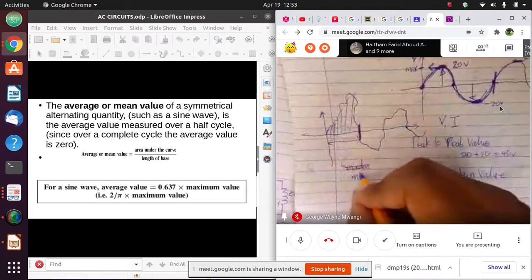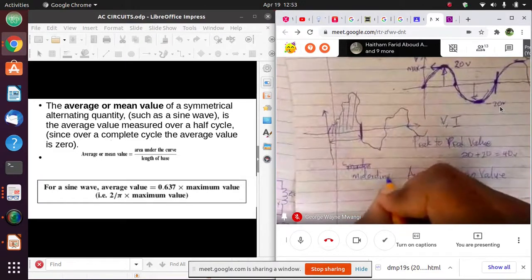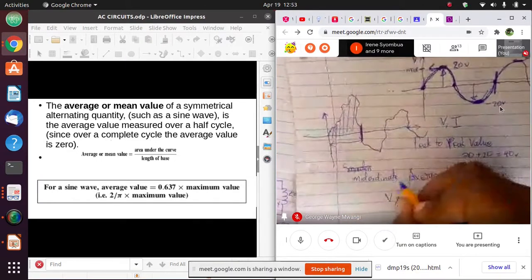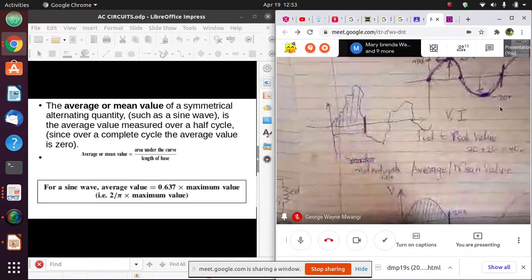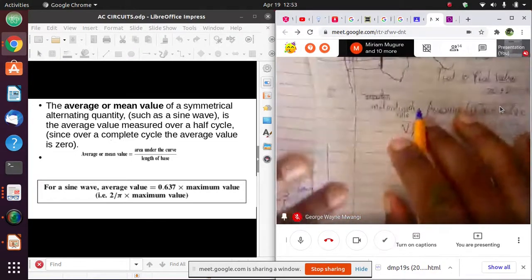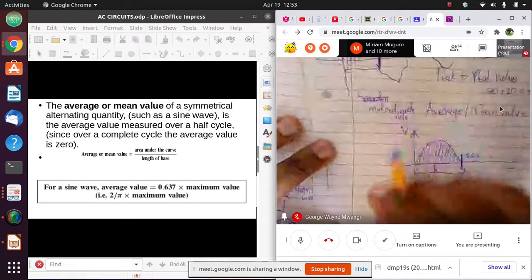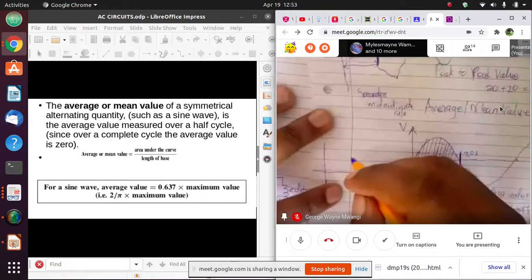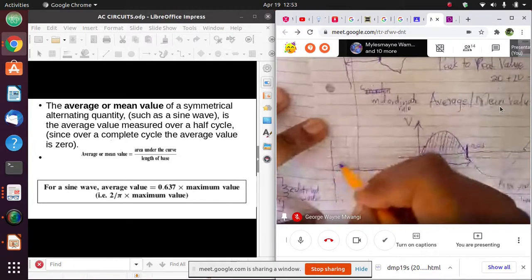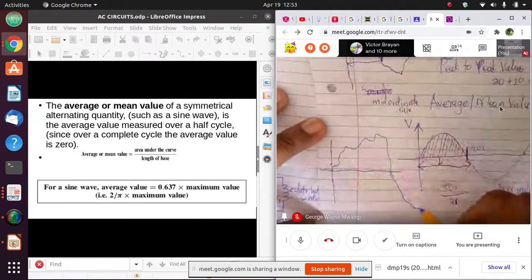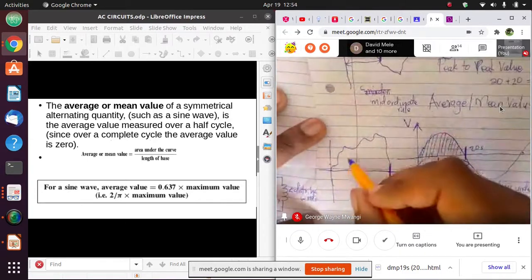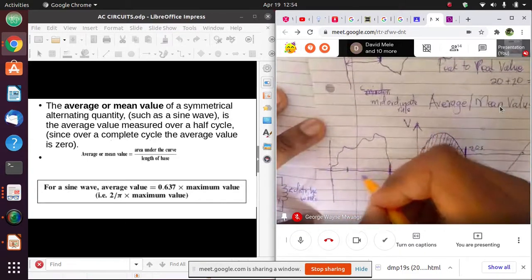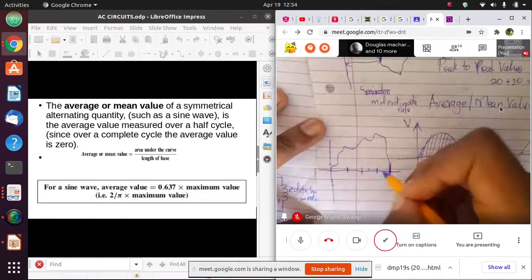Kuna rule ambayo inaitwa mid-ordinate rule. What we do is we divide our shape. Kama hii hapa. Let's say this is our shape, I'm just talking about it briefly. Let's say that is our shape ambayo inakaa namna hiyo. And this is our half cycle. So what we do is we take this half cycle and then we divide it into equal intervals, equal intervals.